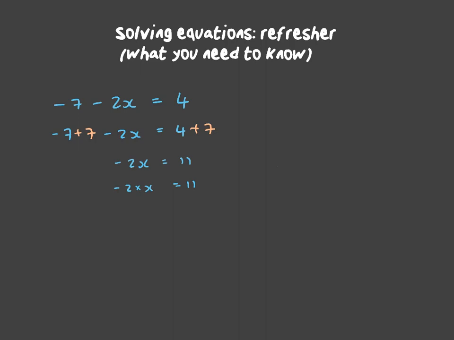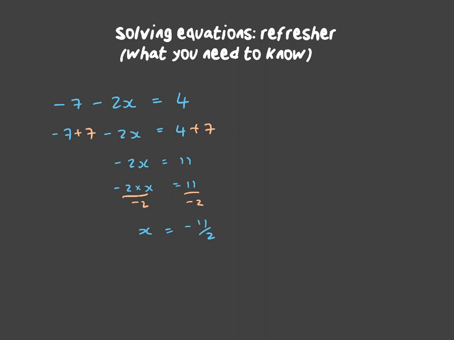Okay, but I don't want minus 2 times x, I just want x. So how do I get just x? Well, you need to divide by that coefficient, the minus 2, on both sides, right? So therefore we've got x is equal to negative 11 over 2.